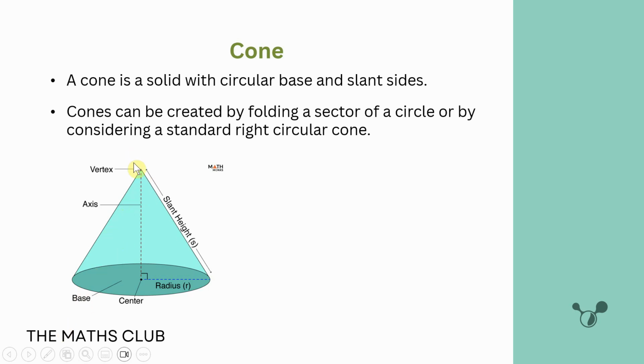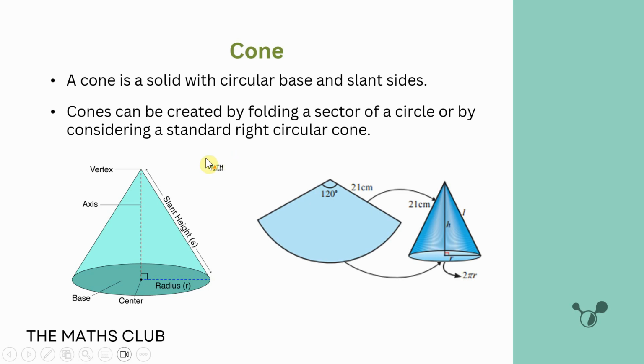This point is the vertex, which is the topmost part. This is the axis, which divides it into two equal halves. So the angle on this side and the angle on the other side are going to be equal. This is the base, and this is the center of the circular base. From here to here is the radius, and you can see it forms 90 degrees with the axis. So this is the axis, this is the radius, and this is the slant height or slant side. This is when you're considering a standard right circular cone.